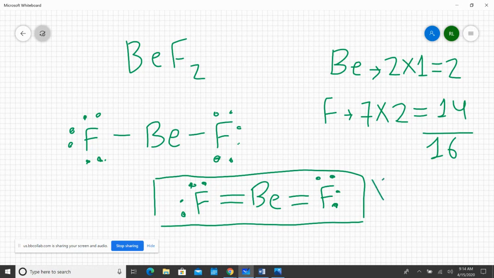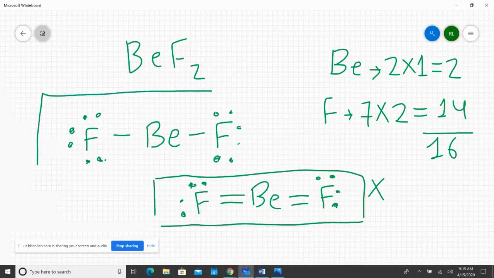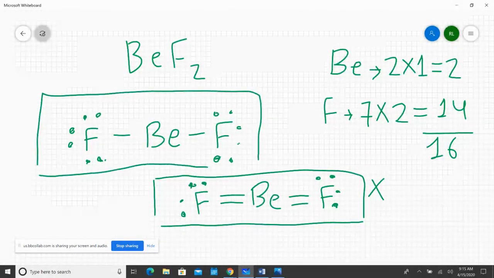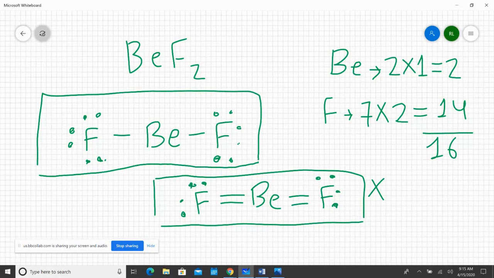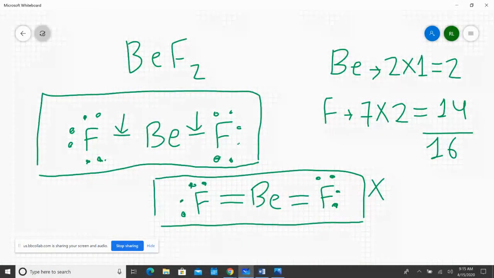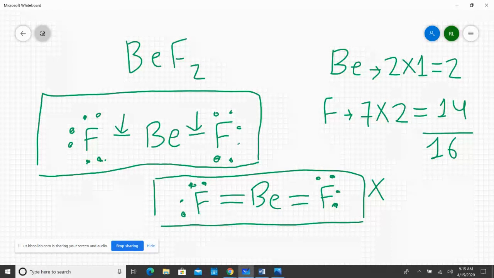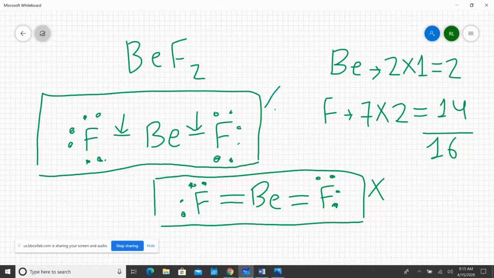This is not the correct Lewis structure of beryllium fluoride. This right here is the correct Lewis structure of beryllium fluoride, which shows that beryllium has 1, 2, 3, 4 valence electrons surrounding it, and it is an example of an electron deficient molecule. Again, we will look through this example again when I talk about formal charge, and we'll decide why this structure is a more valid Lewis structure than this structure.